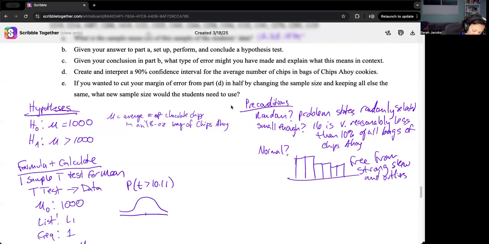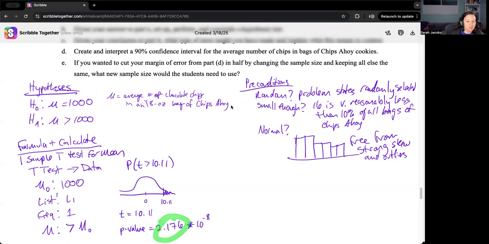This is what our distribution looks like. That's our shading. And our t was equal to 10.11. Our p-value is 2.176, which is not possible because there's scientific notation. So it's times 10 to the negative eighth. So remember, this cannot be greater than 1. So if you get a p-value greater than 1, there has to be scientific notation.